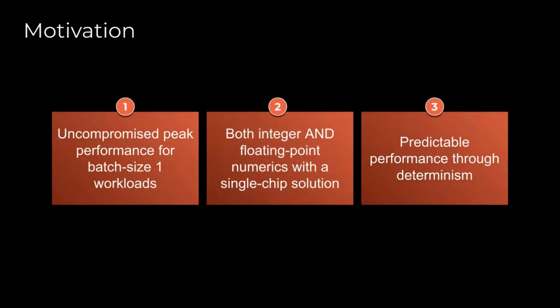So what I'm hoping to get across today is that the Groq chip's goals were to focus on uncompromised peak performance. So we were looking for providing as much computational density as possible and focusing on batch size 1 workloads. And then to be able to provide a solution that provides both integer and floating point numerics on a single chip, so that if you're using this to deploy models or train models, you have a single chip solution that you can use for either inference or training. Our initial focus is on inference, just out of pragmatism, but the chip itself is capable of both. And then lastly is predictable performance, and that is how do we use determinism to develop a software stack around this and to be able to extract good performance.